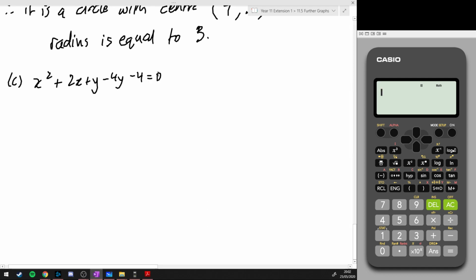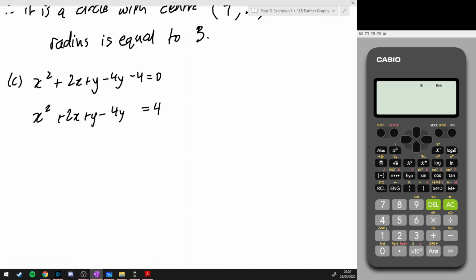So what we need to do is we're going to put it into the circle form by completing the square. And we're going to put it into the form x minus h all squared plus y minus k all squared is equal to r squared. Okay, so what I'm going to do first up is I'm going to move all of the constants, not consonants, the constants to the right hand side. So it's going to leave us with x squared plus 2x plus y squared minus 4y is equal to 4.